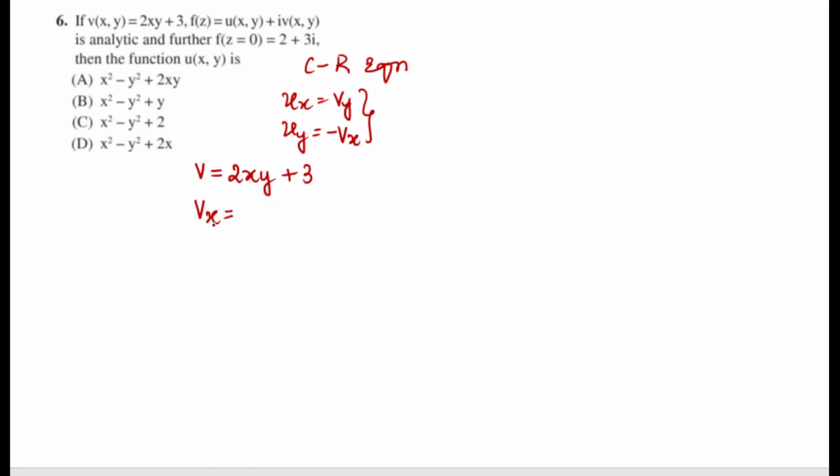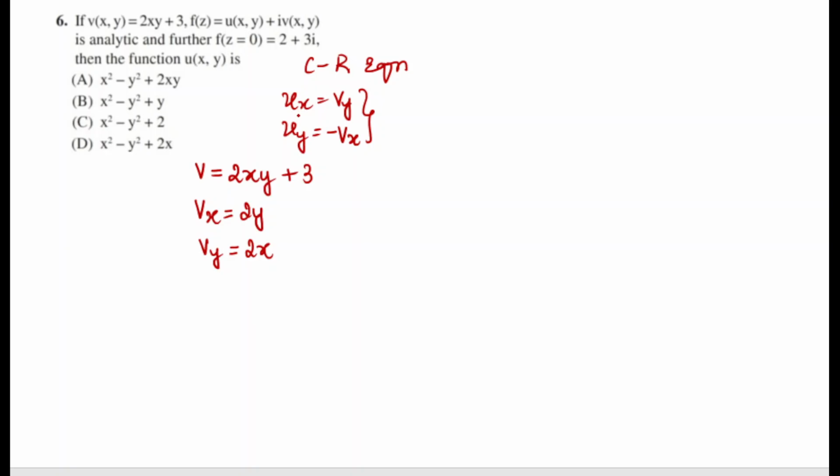This can also be found out according to the Cauchy-Riemann equations. So what we have: ux equals vy and uy equals minus vx. Using these conditions I can find it. Now they have given v equal to 2xy plus 3. From here I find vx, which is nothing but 2y, and vy, which is nothing but 2x, right?